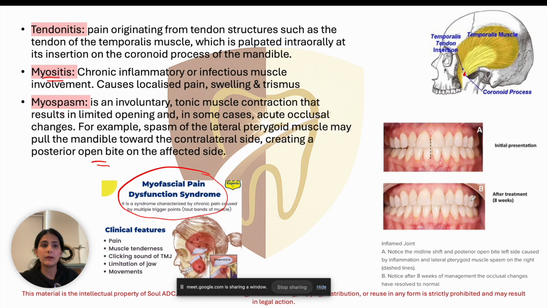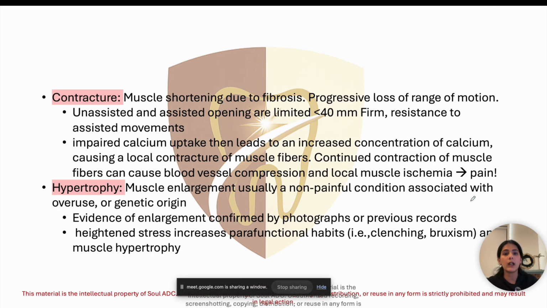Now with respect to the management, I won't be able to cover that today, we are just discussing the conditions. And for the management, how to diagnose and how to identify, that might be in a different lecture, maybe in a different class.